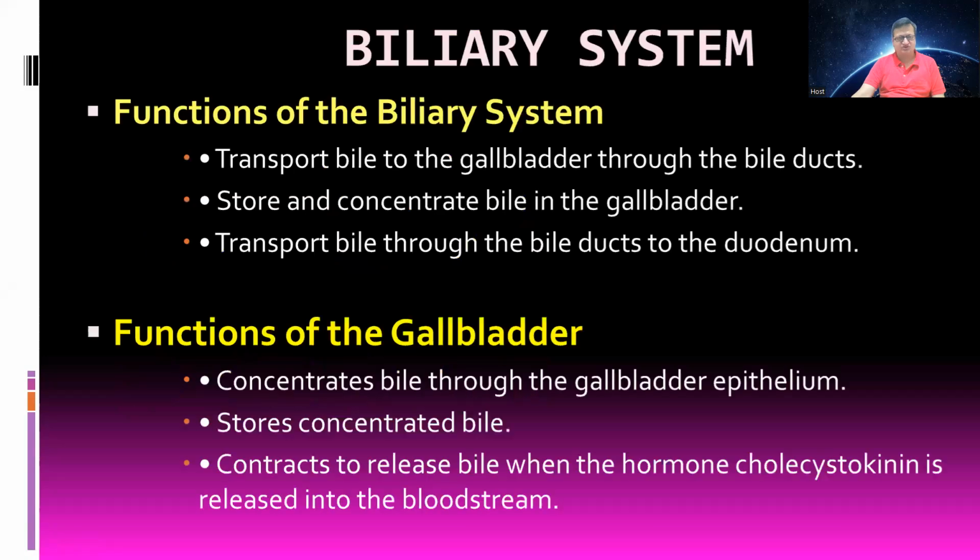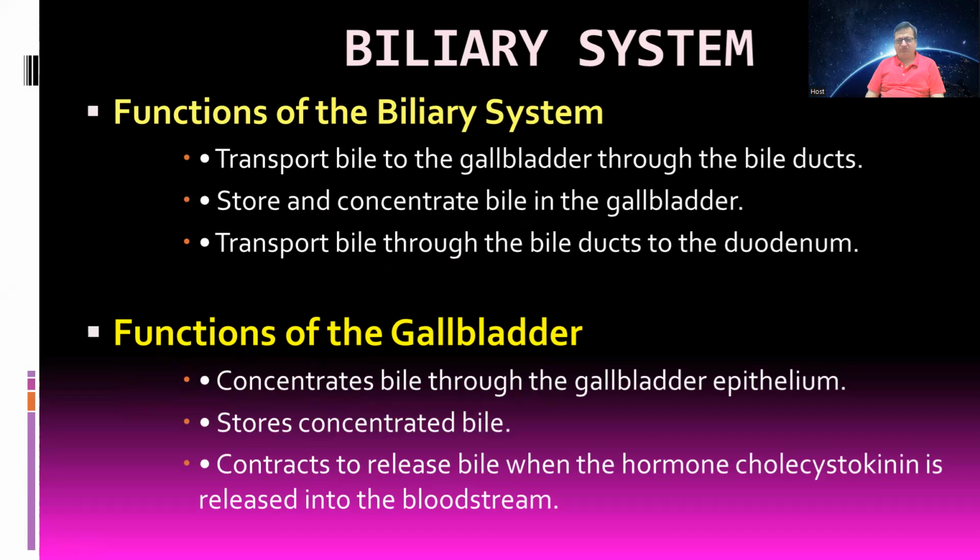Now we will review the anatomy of the biliary system. The function of the biliary system is to transport the bile to the gallbladder through the bile duct, store and concentrate the bile in the gallbladder, and transport the bile through the bile duct to the duodenum. The functions of the gallbladder are to concentrate the bile through the gallbladder epithelium and to store the concentrated bile.